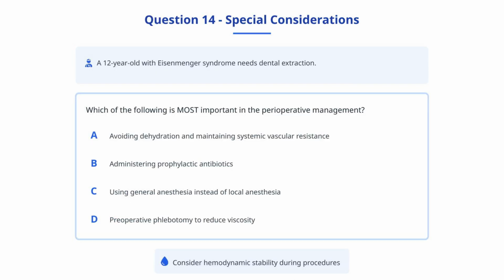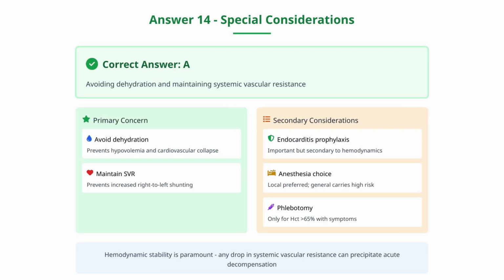For our 14th case, a 12-year-old with Eisenmenger syndrome needs dental extraction. Which of the following is most important in the perioperative management? Is it A. Avoiding dehydration and maintaining systemic vascular resistance, B. Administering prophylactic antibiotics, C. Using general anesthesia instead of local anesthesia, or D. Preoperative phlebotomy to reduce viscosity? The correct answer is A.